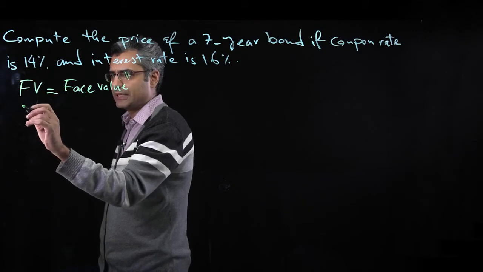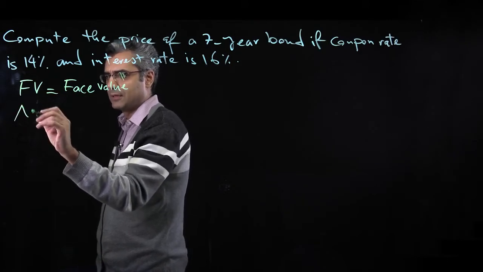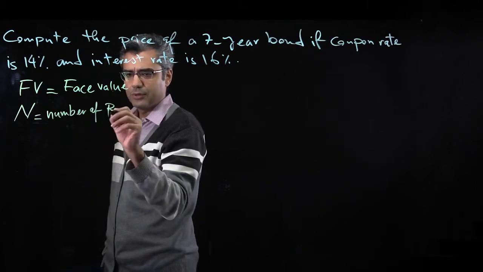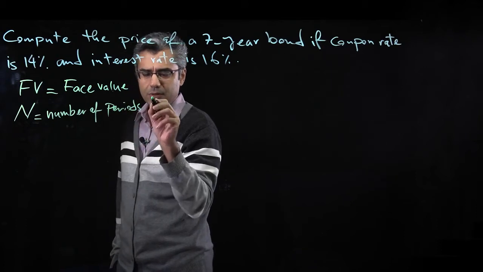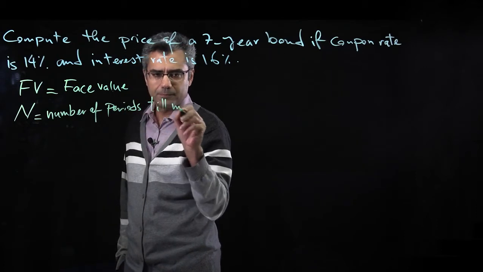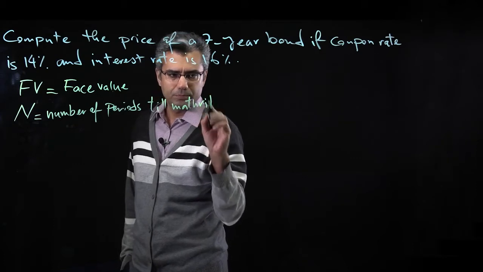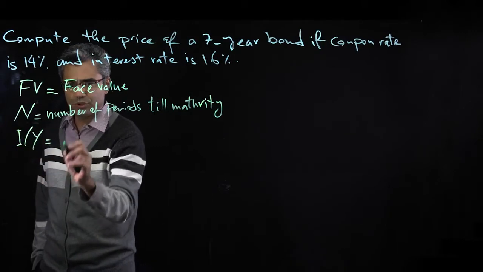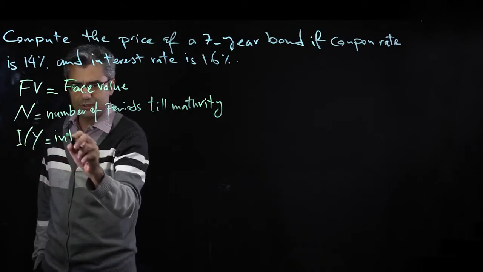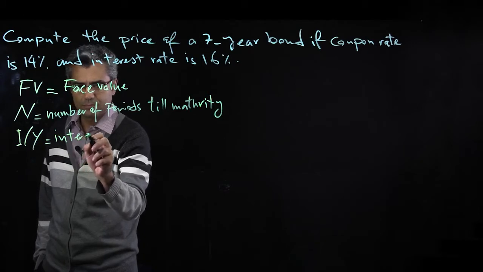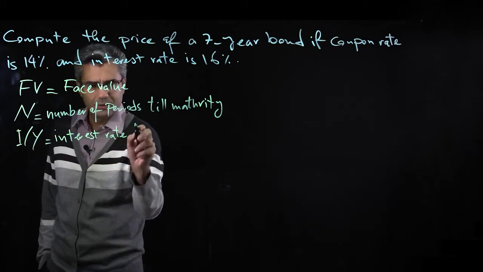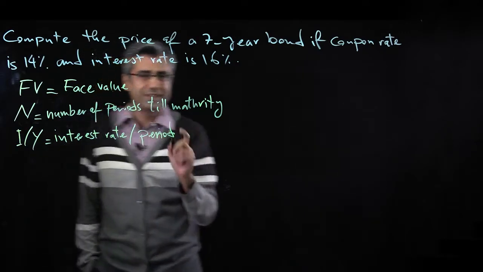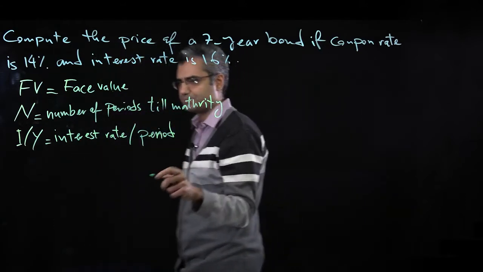Then the second parameter is N, the number of periods until maturity. Then the interest rate is the interest rate per period. This is not per year, this is per period.